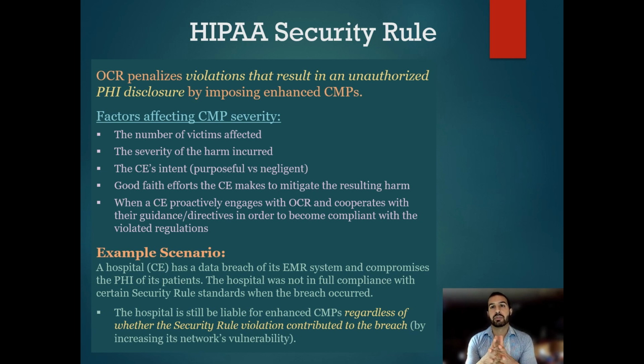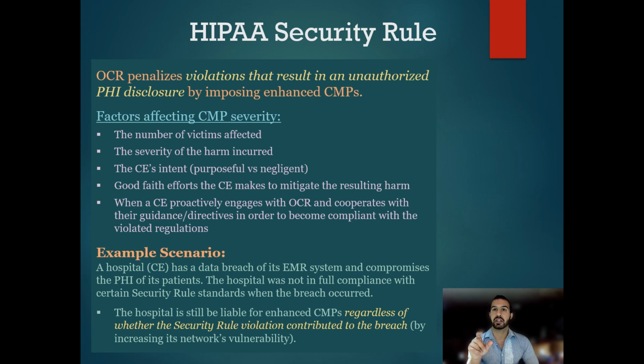So here's an example scenario. A hospital covered entity has a data breach of its EMR system and compromises the PHI of all its patients. The hospital was not in full compliance with the security rule standards when the breach occurred. So here, the hospital is still liable for enhanced CMPs for violating a security rule, regardless of whether the security rule violation contributed to the breach, for example, by increasing its network's vulnerability. So this exemplifies how you're still liable under the security rule for violations that occur.